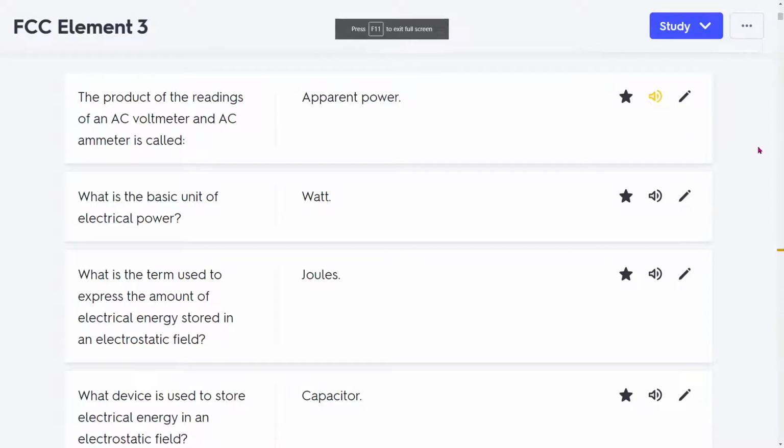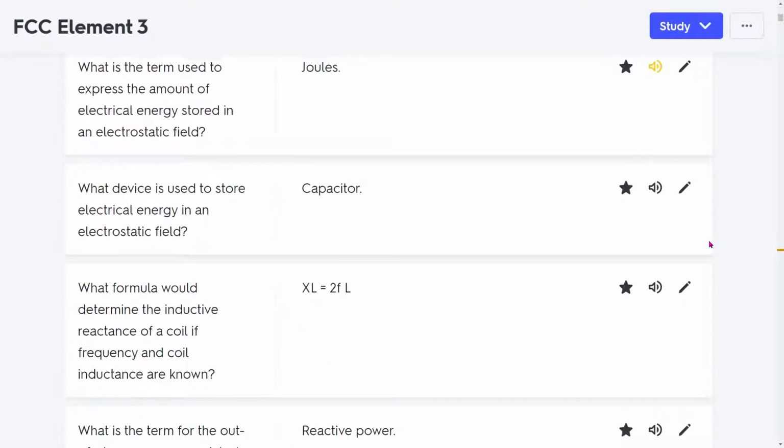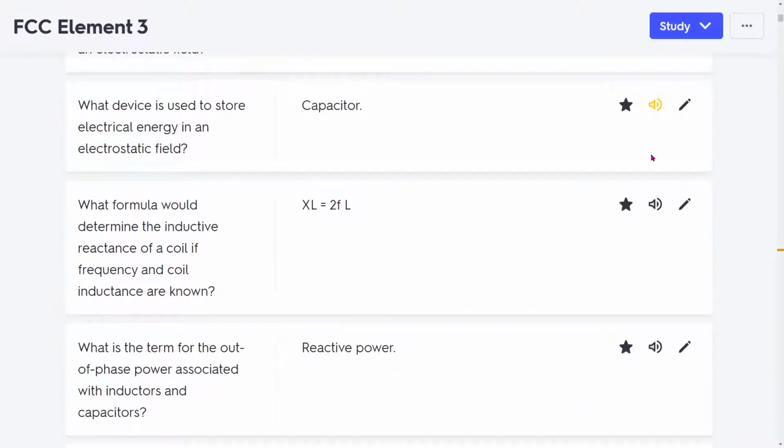The product of the readings of an AC voltmeter and AC ammeter is called apparent power. What is the basic unit of electrical power? Watt. What is the term used to express the amount of electrical energy stored in an electrostatic field? Joules. What device is used to store electrical energy in an electrostatic field?